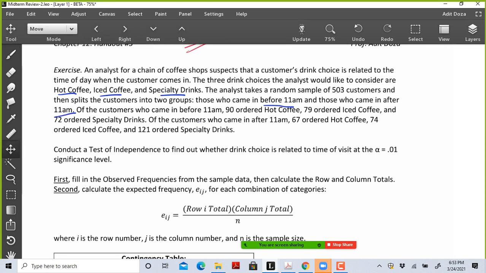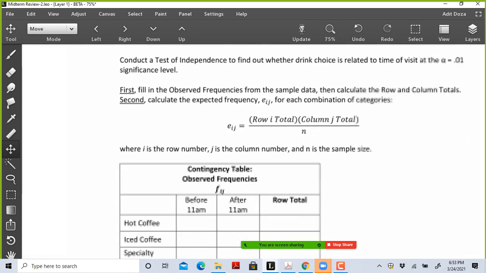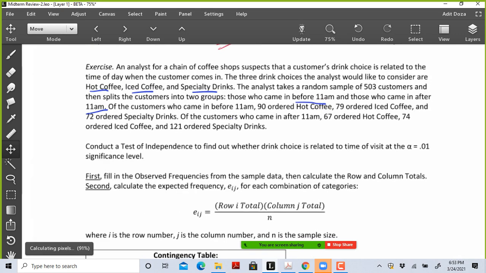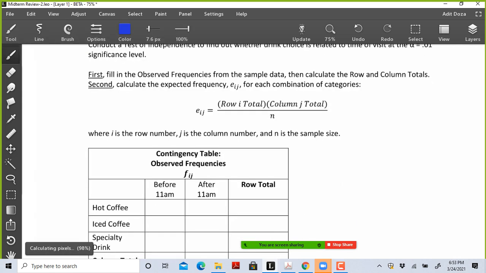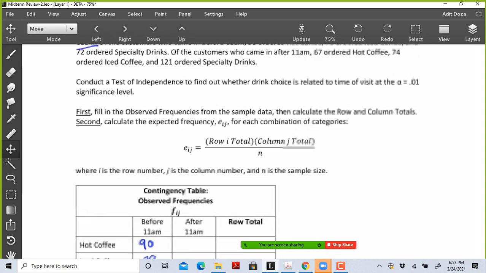Of the customers who came in before 11 a.m., 90 ordered hot coffee, 79 ordered iced coffee, and 72 ordered specialty drink. So let's write down this information: 90, 79, and 72. If we write it down, 90 people ordered hot coffee, 79 ordered iced coffee, and specialty drink 72. That's before 11 a.m., so that's one part.